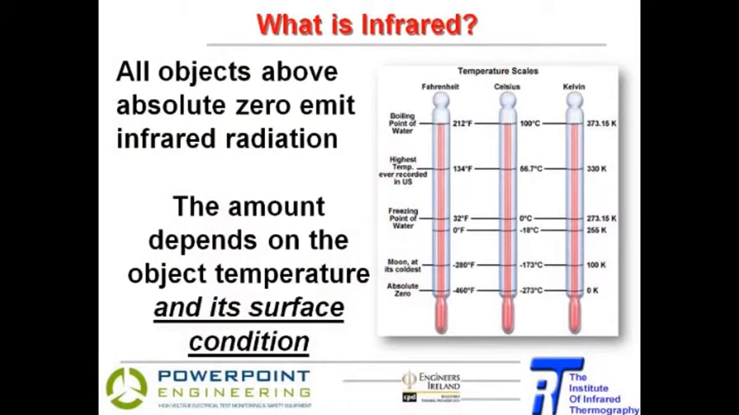All objects above absolute zero emit infrared radiation. So if we have a device that's calibrated within certain temperature ranges, we can record the infrared radiation that's being emitted from those objects. The amount that's emitted depends very much on the object's temperature, but also on its surface condition.